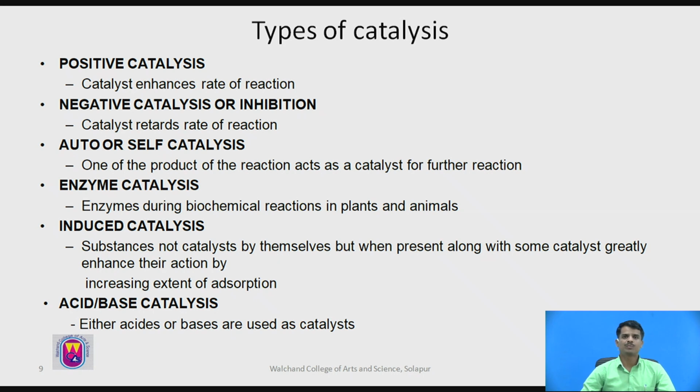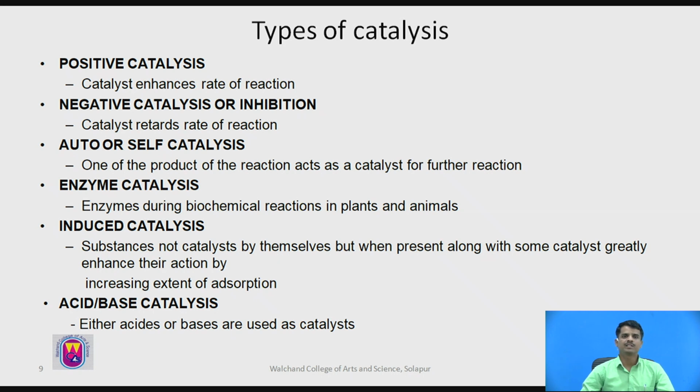Let us see the types of catalyst and catalysis. The first one, positive catalysis. The chemical reaction in which the catalyst increases the rate of chemical reaction is called positive catalysis, and the catalyst is called a positive catalyst. For example, the production of ammonia by Haber's process and also the conversion of SO2 into SO3 during manufacture of H2SO4 by contact process.